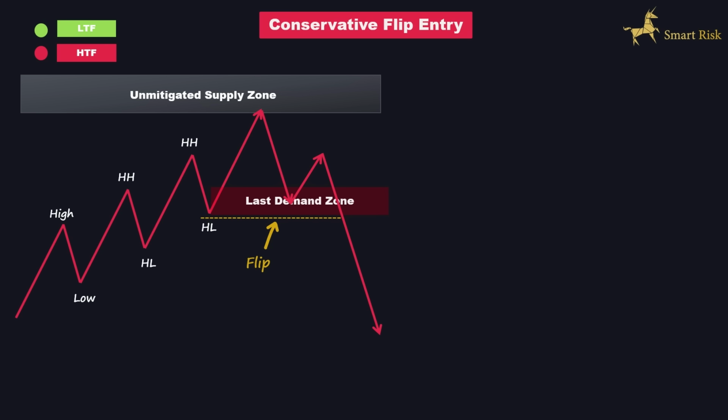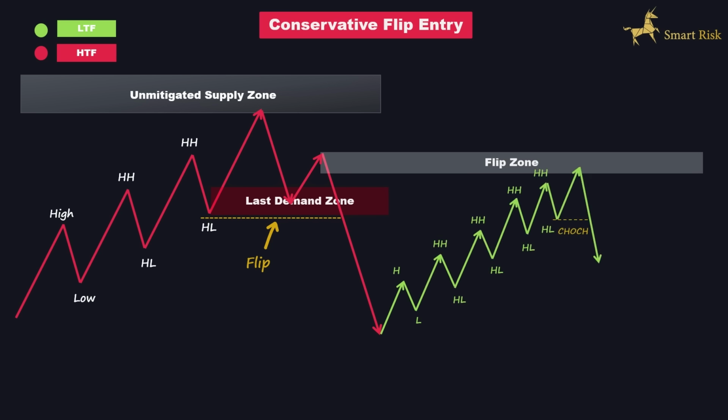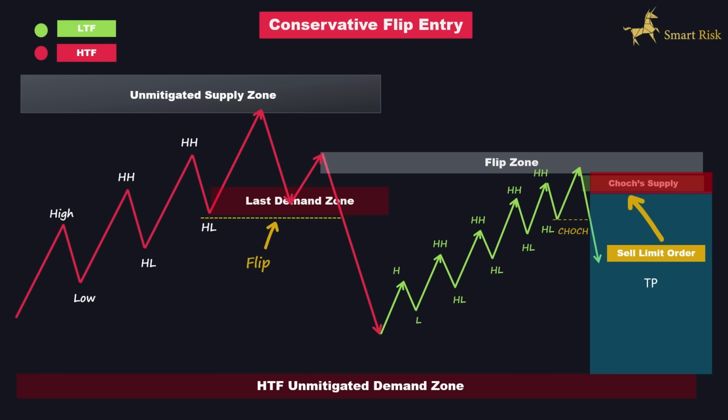First, we should identify and highlight the flip zone created by the wave that flipped the demand zone. Then, we need to zoom into a lower time frame and patiently wait for the price to return to the flip zone and demonstrate a major change of character. Once the change of character is confirmed, we can proceed to identify the order block created by that wave on the lower time frame. Subsequently, we can place a sell limit order at the lowest point of the zone, with a stop loss set a few pips above the highest point of the zone.